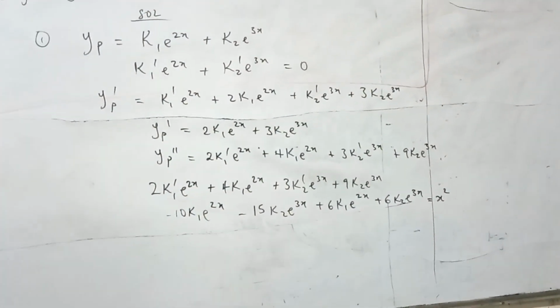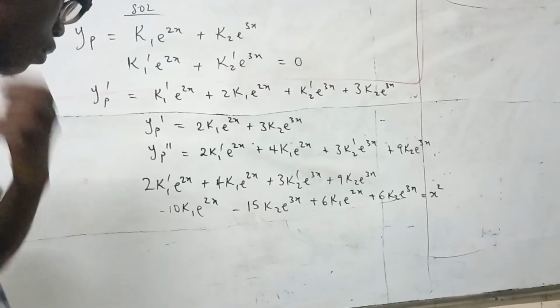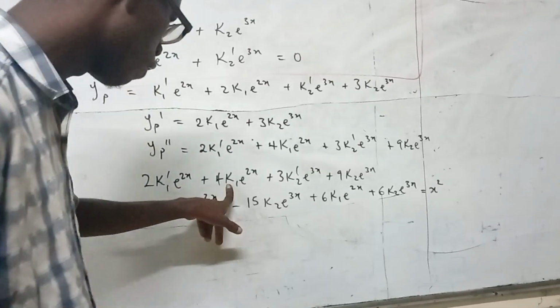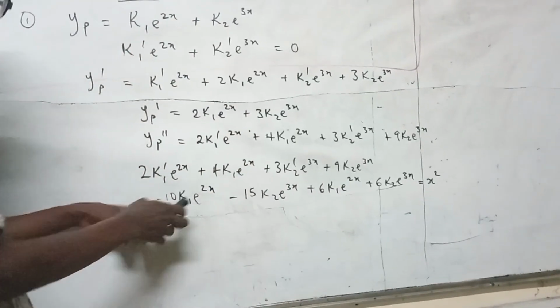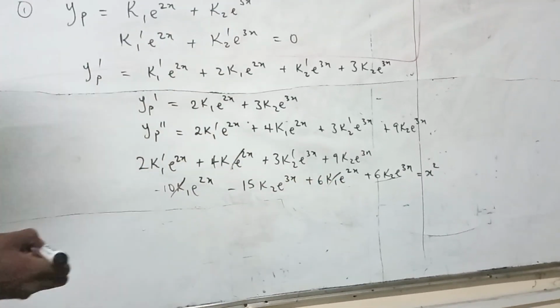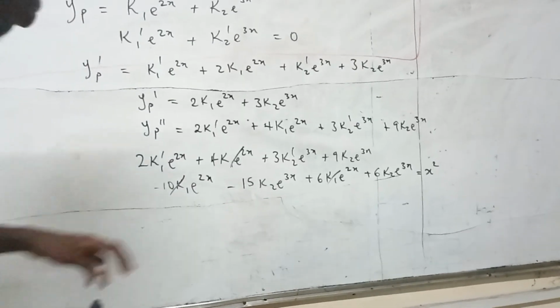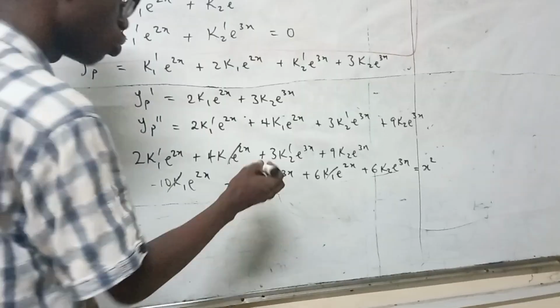So what do we do next? We compare every term that has k1. This 4k1 plus 6k1, that's 10, minus 10k1, which means it cancels out. The ones with k2, we have 9k2, 6k2, 15 minus 15, they also cancel out.